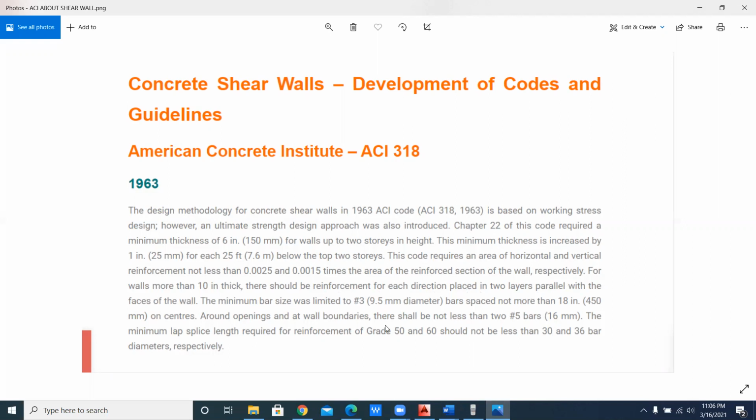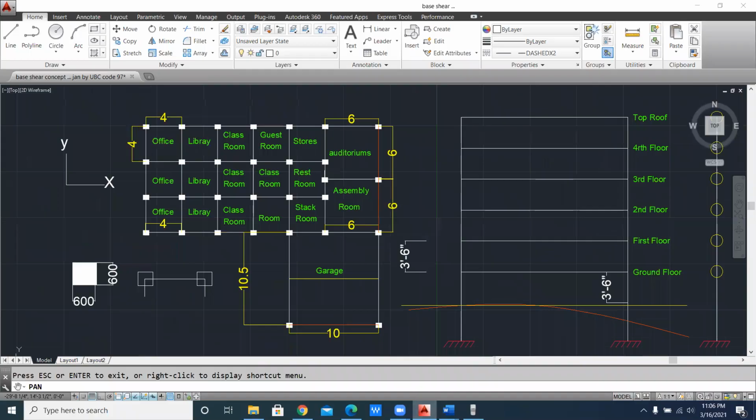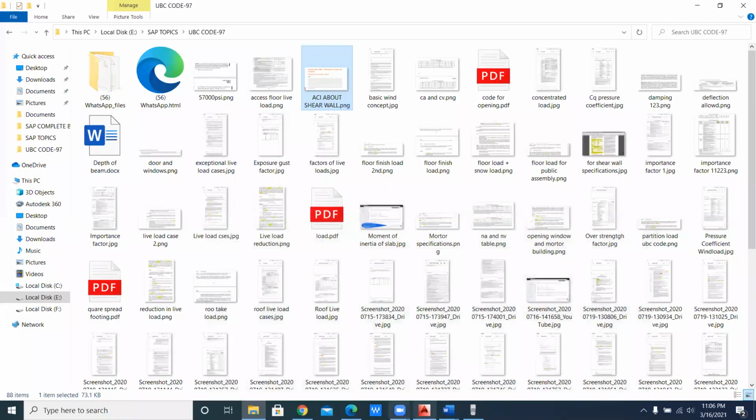Okay, this one is for the grade. The layers placed in grades 50 and 60 should not be less than 30 and 36 bar diameter. This one is for the 10 inch thick. First of all, you have to focus only on size. So here this is given 150, but we can also follow ACI or UBC.